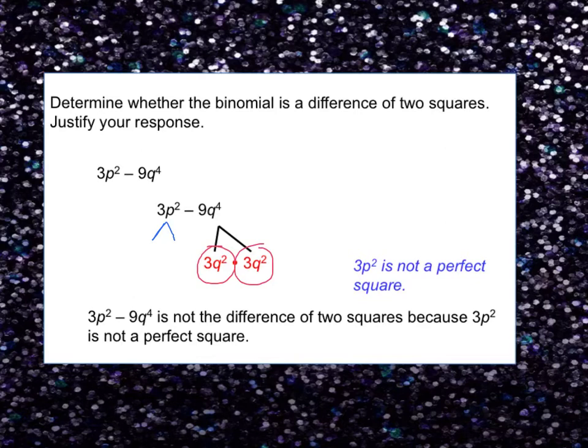Notice the sentence I have at the bottom of the screen. 3p squared minus 9q to the 4th is not the difference of two squares because 3p squared is not a perfect square. Not only did I answer the question, but I also justified the response for this example. This is how you should be doing the next 2 examples.